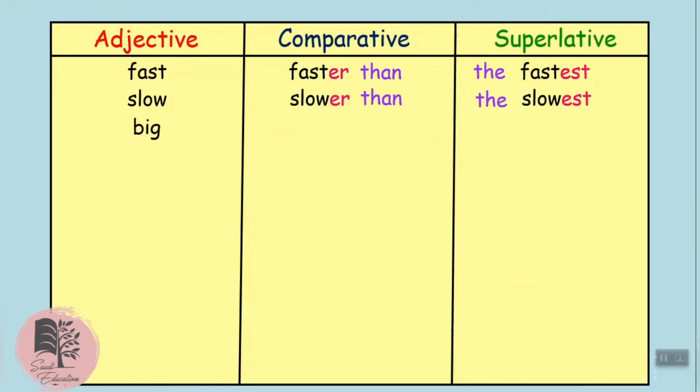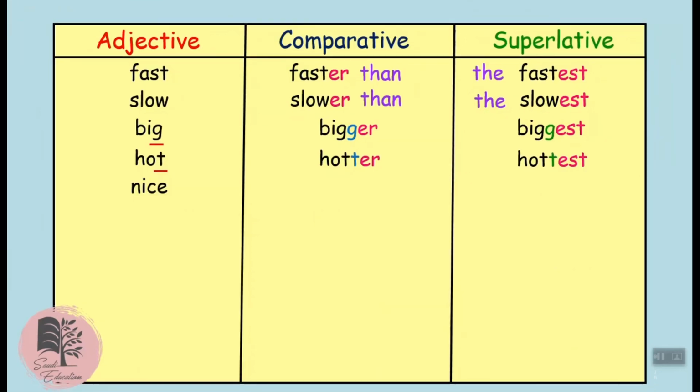When an adjective has one syllable and ends in a consonant plus a short vowel plus a consonant, such as big and hot, we double the last consonant and add er for the comparative. Big becomes bigger, hot becomes hotter. For the superlative, we add est and also double the last consonant. Big becomes the biggest and hot becomes the hottest.